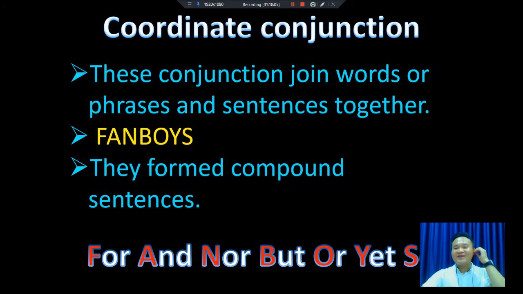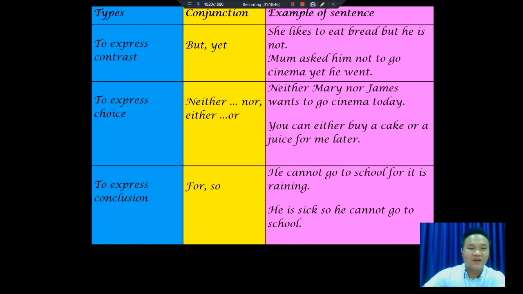All right, now coordinating conjunction. Now, this conjunction joins words or phrases and sentences together, and we use a very easy technique to remember, which is the acronym FANBOYS. Now they form compound sentences. What does FANBOYS stand for? Here you have 1, 2, 3, 4, 5, 6, 7 coordinating conjunctions. These are only used to form compound sentences. In order to make compound sentences, you have to use these 7 conjunctions, which we memorize as FANBOYS.